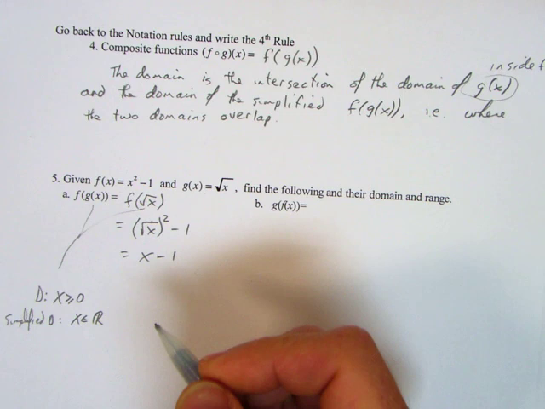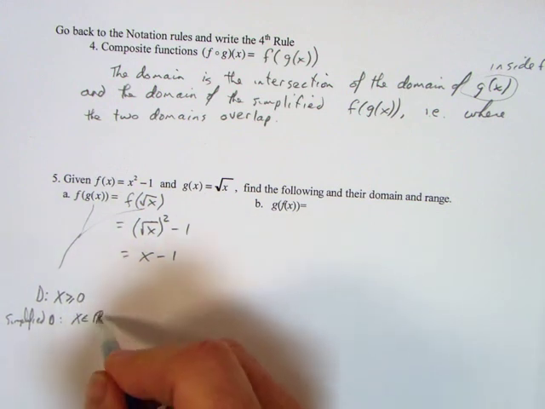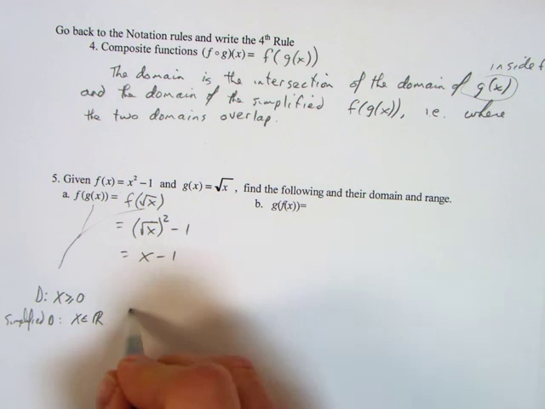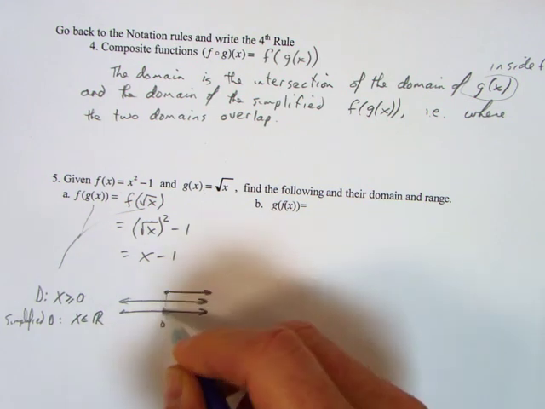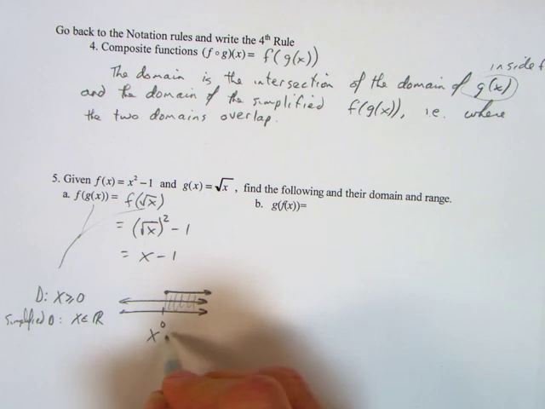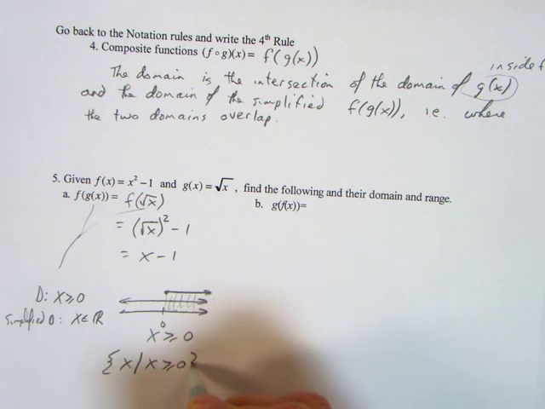Where do those two things overlap? They're going to overlap, well, if this is greater than or equal to 0 and this is all real numbers, if I was looking at a number line, all real numbers is everything, and greater than or equal to 0 would be there. Where do they overlap? Greater than or equal to 0. So our domain here is x is greater than or equal to 0, and as a review, we could write this as x such that x is greater than or equal to 0.